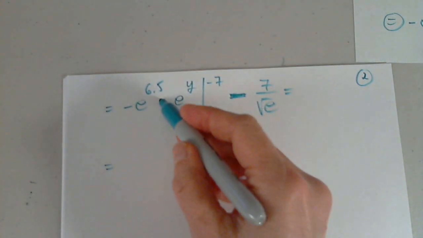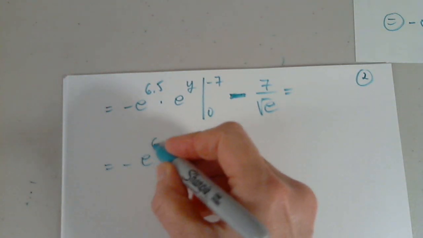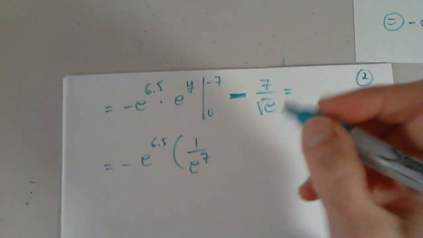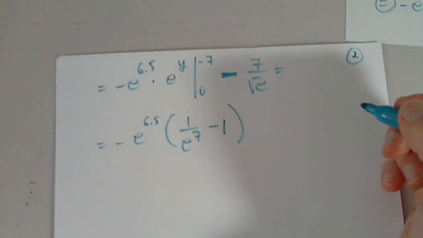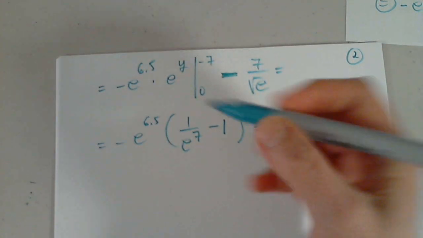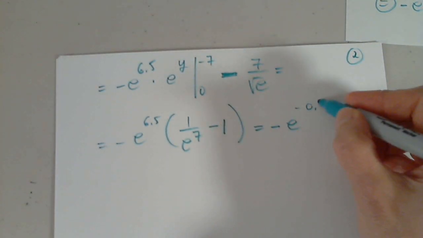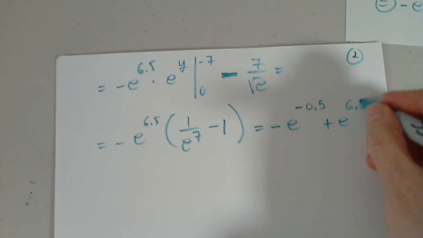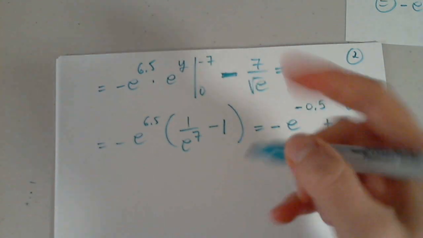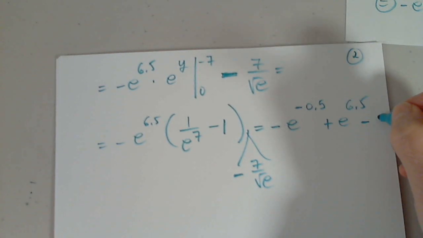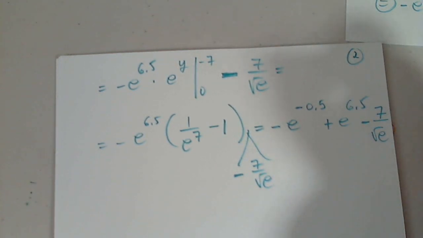Minus 7 over the square root of e. Okay, so then let's see what this is. Negative e to 6.5. When I plug in negative 7, I get 1 over e to the 7th. When I plug in 0, I get 1. So negative e to 6.5 minus 7, negative 0.5, and then plus e to 6.5. Of course, I forgot this again. So minus 7 over the square root of e.